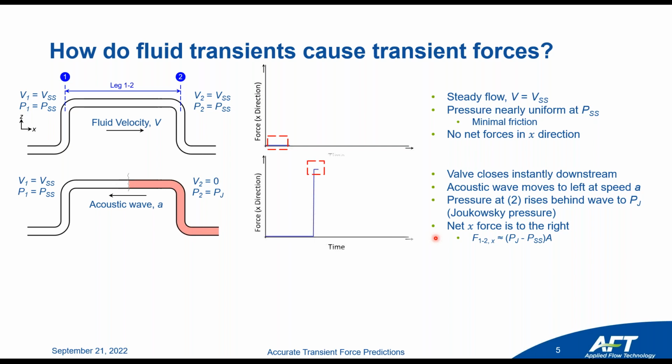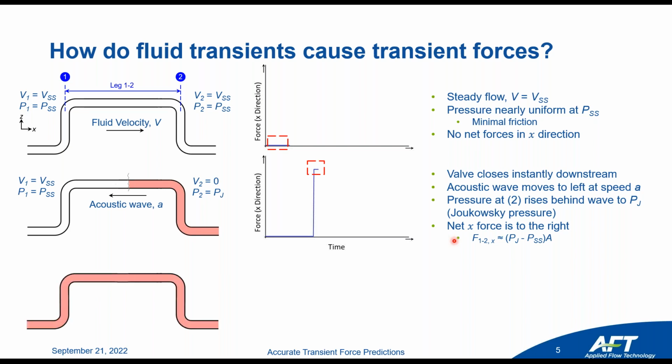Now if you plot versus time, when the wave first passes location 2, traveling to the left, you're going to see the force go up to some high force up here, and the magnitude of that force is going to equal approximately this delta P times the area. It's a little more complicated, and Scott's going to talk about this a little bit more later, okay? So that's kind of phase 2.